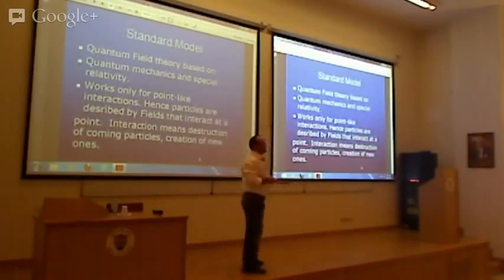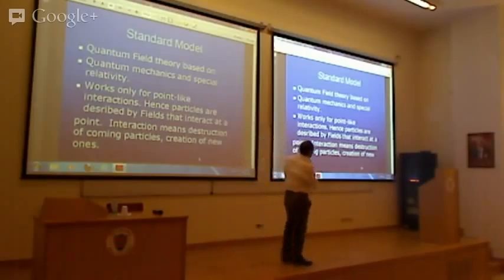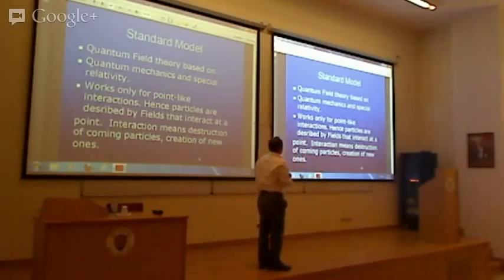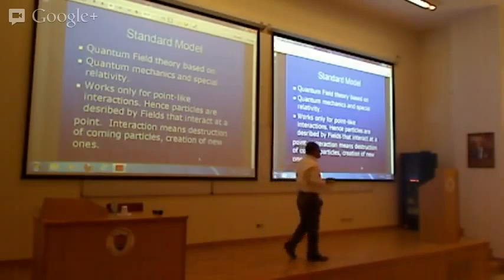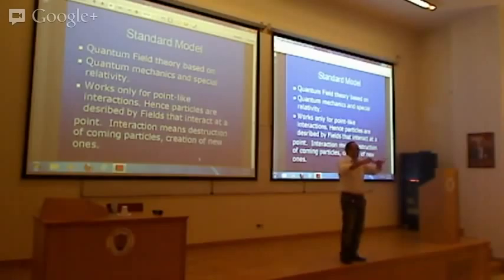Now, let's see. The Standard Model, the model that describes the interaction and the existence of all these particles, is based on quantum field theory, which is based on quantum mechanics and special relativity. Okay? It only works for point-like interactions. Hence, the particles are described by fields extended in space, but they interact at a point.